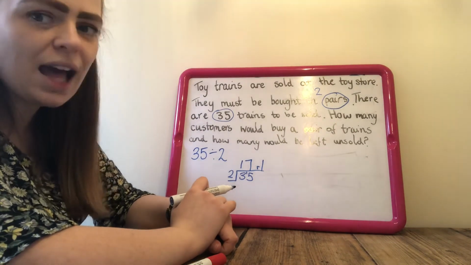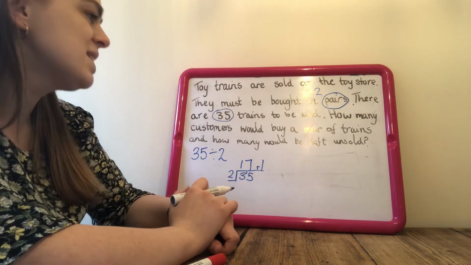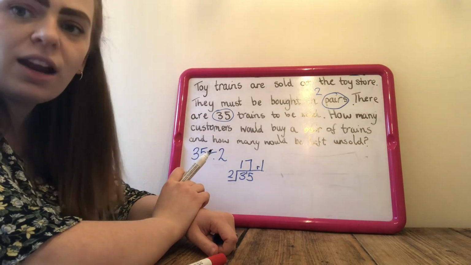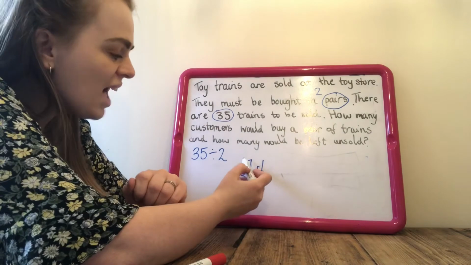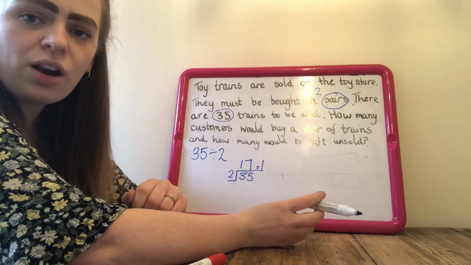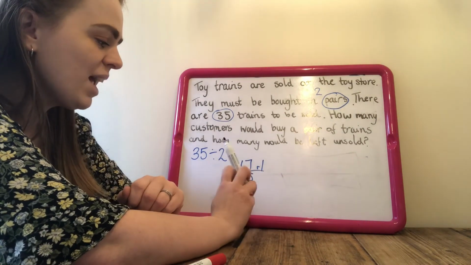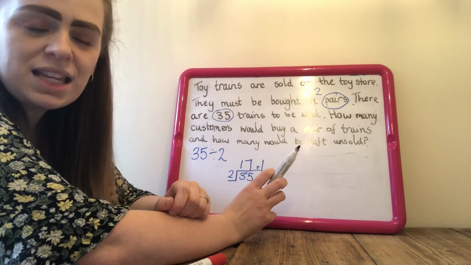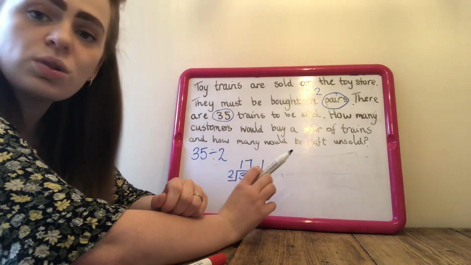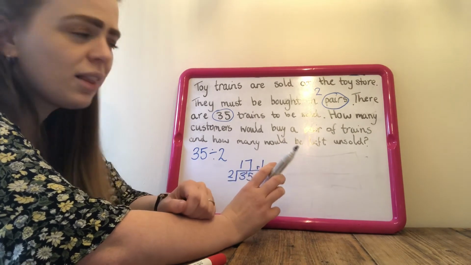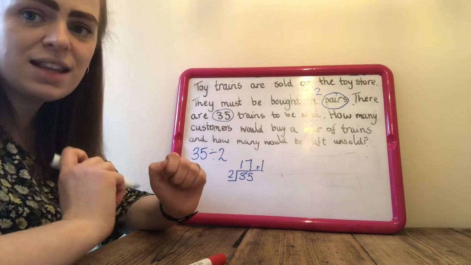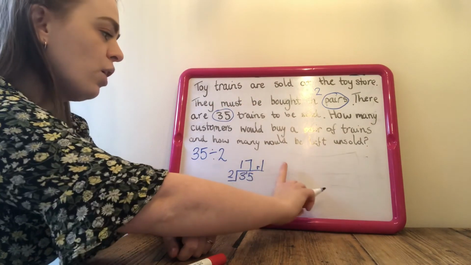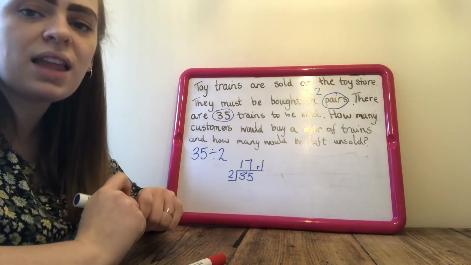But that doesn't really answer the question because it's asking, well, how many customers would buy a pair of trains and how many are left over? So 17 customers would buy a pair of trains and that would bring it up to 34. So if 17 people bought 2 trains each, that would be 34 trains sold, but there would be 1 train left over. So if I was to write out the answer to this sum, I would say that 17 customers would buy a pair of trains and 1 train would be left over.